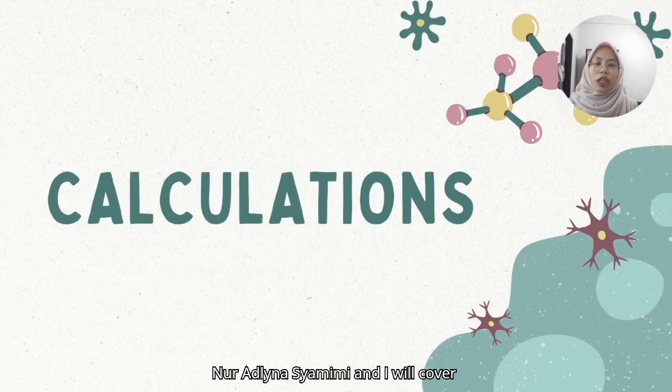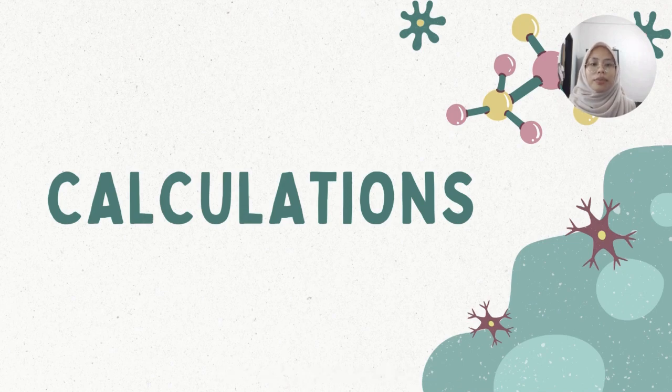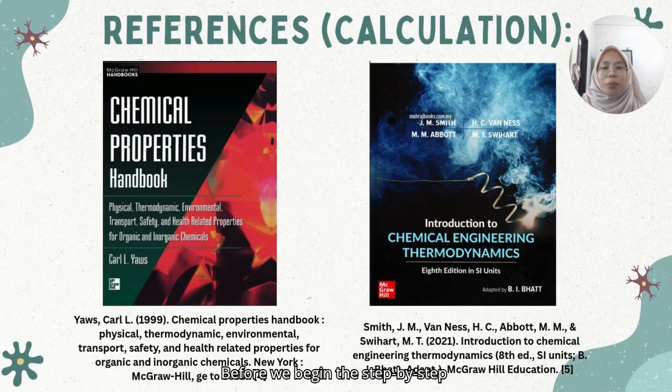Hello, my name is Noor Adila Shamimi, and I will cover the introduction to our calculation. In this part, we will perform a series of flash calculations to determine how the ethane-propane mixture will separate into vapor and liquid phases at specific operating conditions. Before we begin the step-by-step calculation, we would like to highlight the main references used throughout this project. These are the two books that we used to obtain the thermodynamic data and flash calculation methods to complete the project.